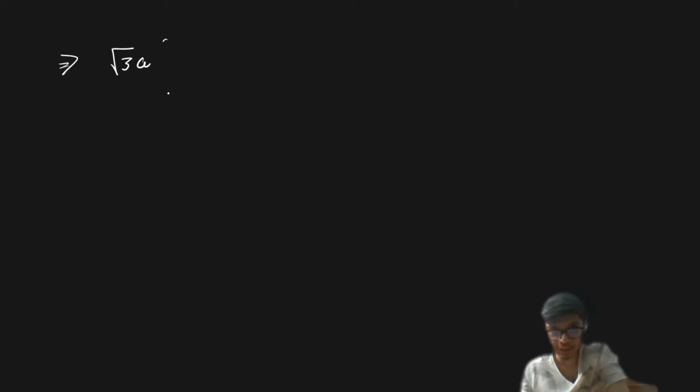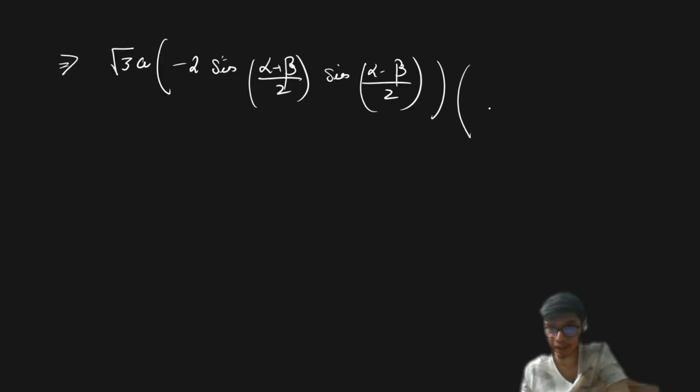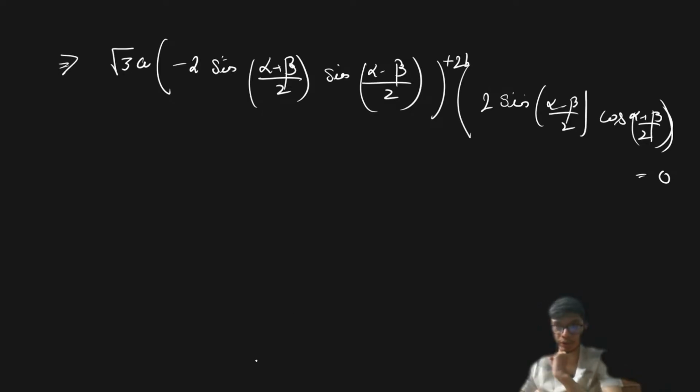If I solve this particular form by using the standard identities, it becomes root 3 a times minus 2 sine of alpha plus beta by 2 into sine of alpha minus beta by 2, and the second part I will have as 2b times 2 sine of alpha minus beta by 2 into cos of alpha plus beta by 2, and that is equal to 0. Very sorry, this is plus 2b, 2b is also there.